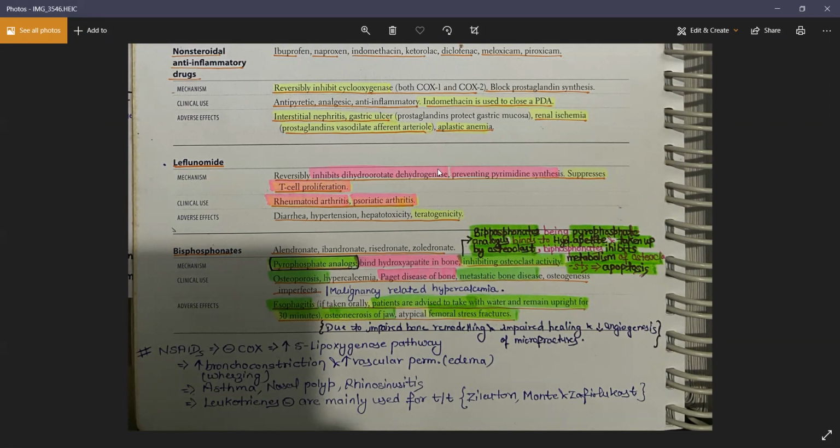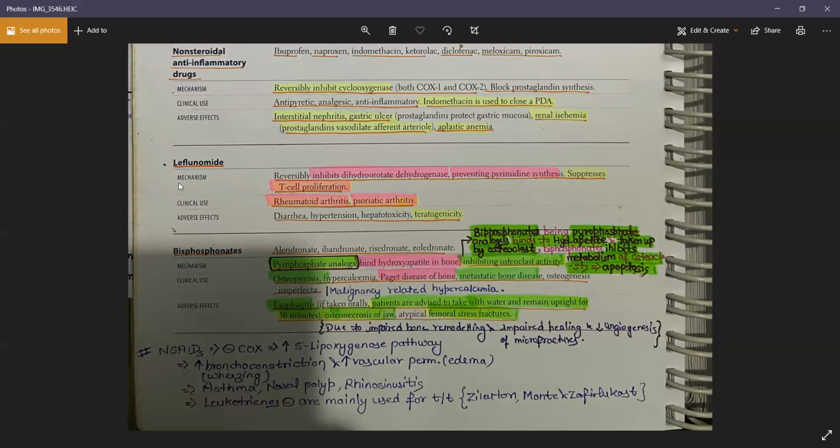The function of this enzyme, the dihydroorotate dehydrogenase, is to convert the carbamoyl phosphate into the orotic acid, not the orotic acid into the pyrimidine synthesis. Yeah, the function of the dihydroorotate dehydrogenase is to convert this carbamoyl phosphate into the orotic acid. And then the orotic acid will be converted into the UMP by the UMP synthetase, right?